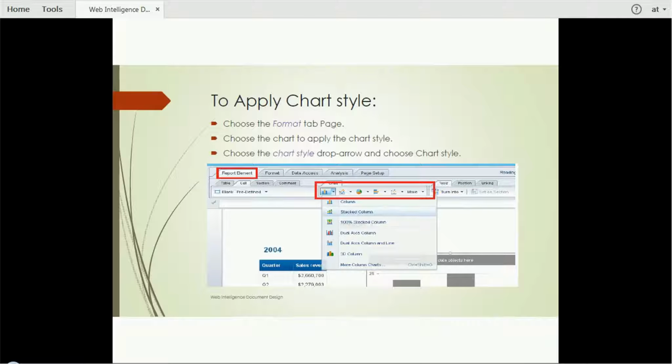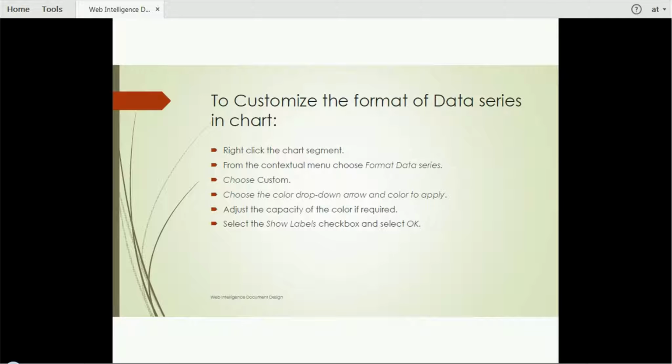Then apply chart style. Choose the format tab page. Choose the chart to apply the chart style, and choose the chart style drop down arrow from the chart style. So these are the options. The first thing is from the report element, select chart. This is the chart style. We can specify whatever we want, whether it is line chart, bar chart, or column chart, then pie chart, or point chart, and there are more options available that we covered earlier. So this is one chart style option.